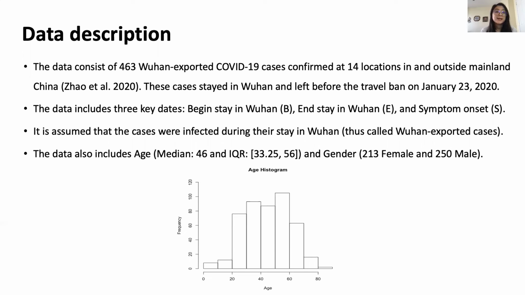The dataset includes 3 key days: begin stay in Wuhan, end stay in Wuhan, and symptom onset, which are abbreviated shortly as B, E, and S respectively. The data also include the variable age, with the median being 46 and the interquartile range from 33.25 to 56, and the variable gender as well, with 213 female and 250 male.